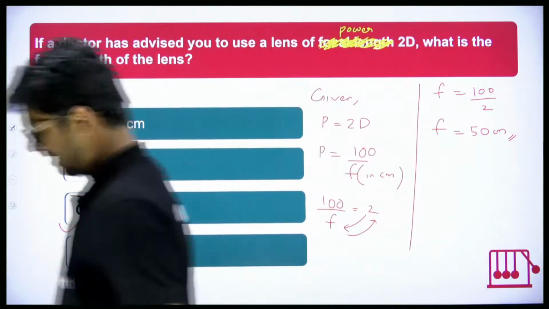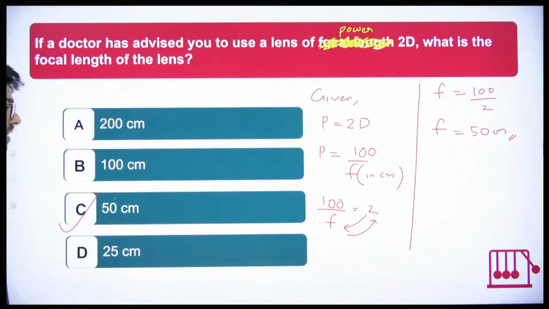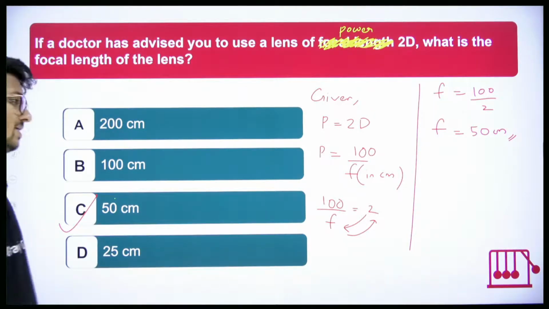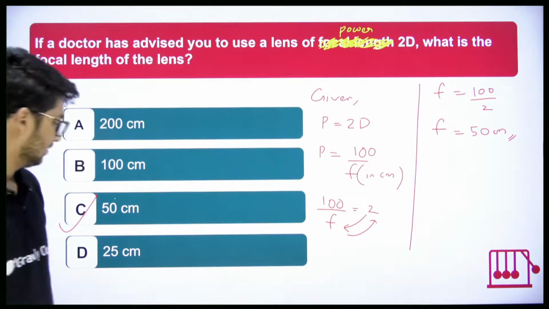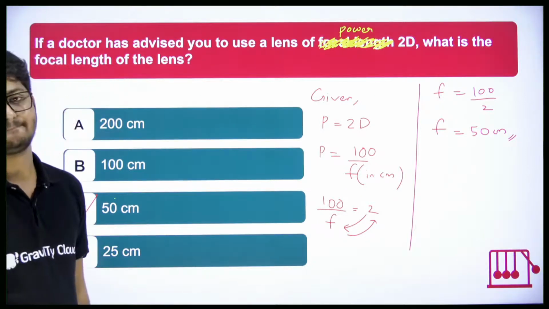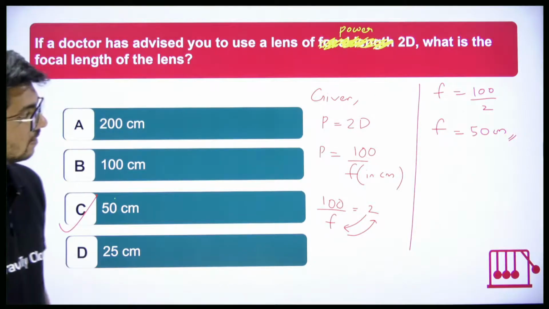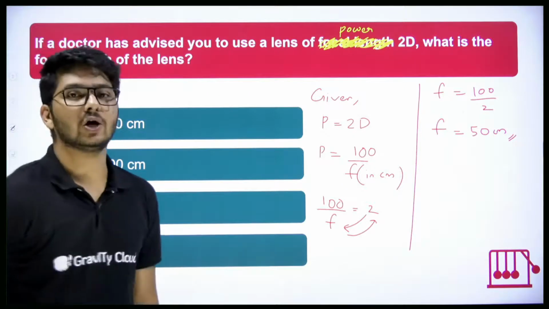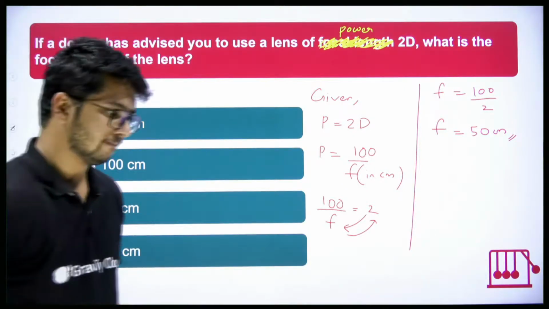Clear? Take it down, very simple. Quickly take that down. Given information, the formula for power, substitute and we will get it. Done. So we got the focal length.